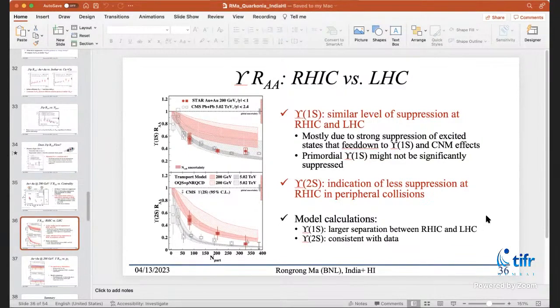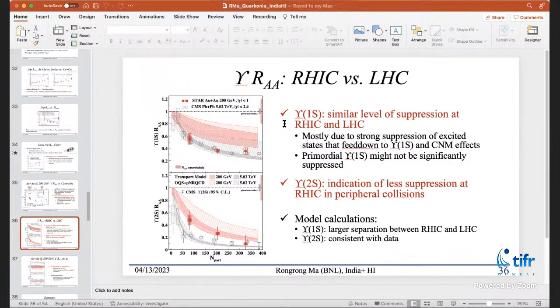Yeah, we have the uranium results published, but the error bar is much larger compared to what we have here. So it's hard to say. I think our error bar is still also large. We have a 20% error bar on the pp reference. And hopefully with, for example, the Run 24 pp data, we can reduce this error bar.